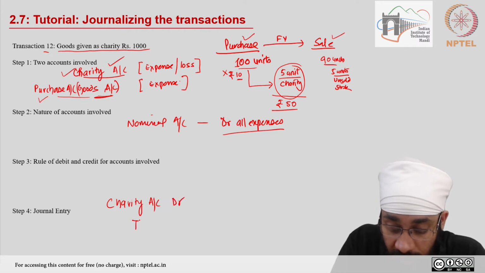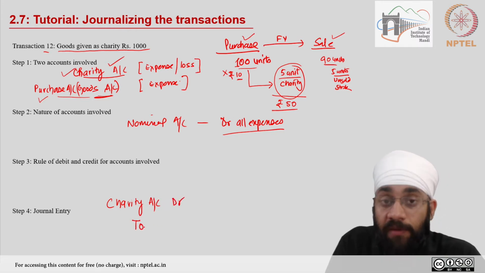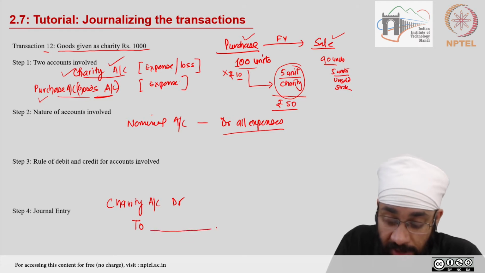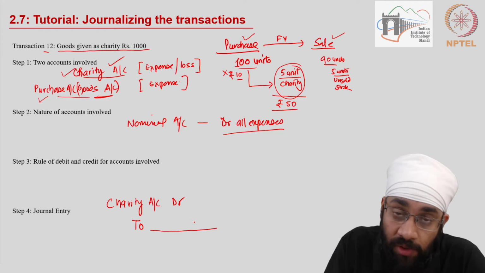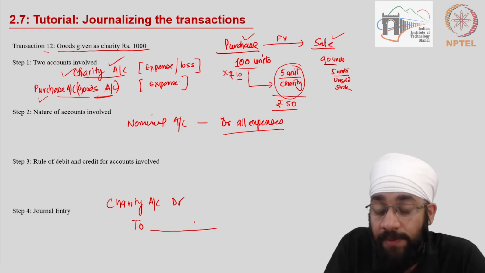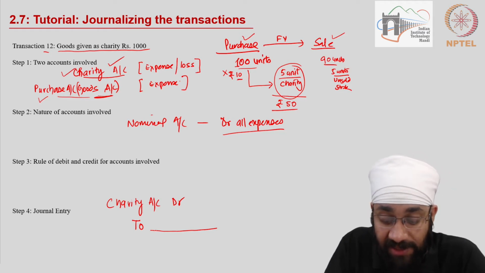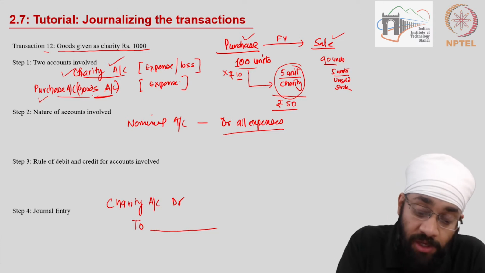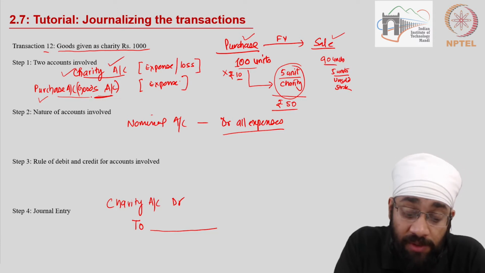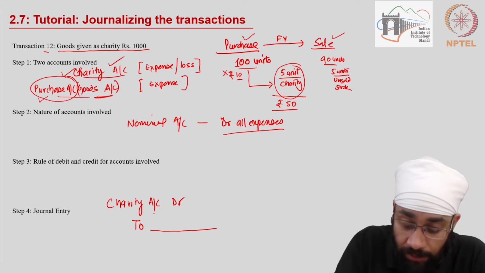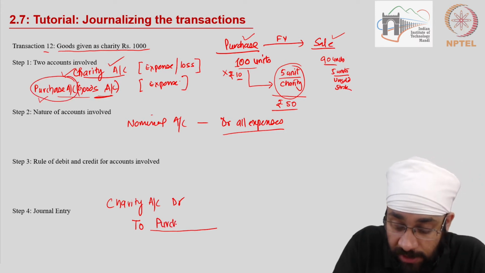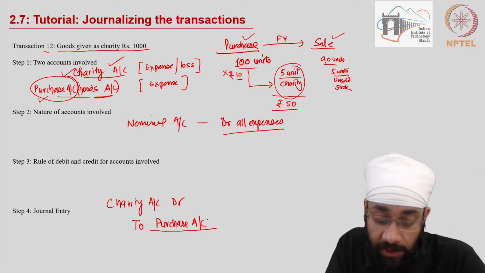Okay. Now, typically you pay for expenses and you write bank account, cash account. And if you don't pay, you write the name of the vendor because a liability has been created. However, in this case, a unique thing is happening, which is you are giving away goods. So instead of paying in cash, you are giving away goods from the purchase account. I'm going to write to purchase account or purchase account credit.